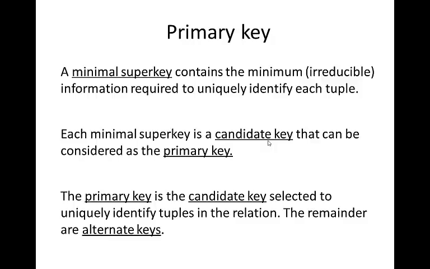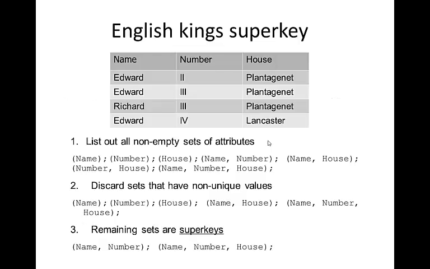Probably you've got keys floating around in your head right now. The important one, where we're trying to get to, is the primary key: the candidate key selected to uniquely identify tuples in the relation, rows in the table. The remaining ones are alternate keys.